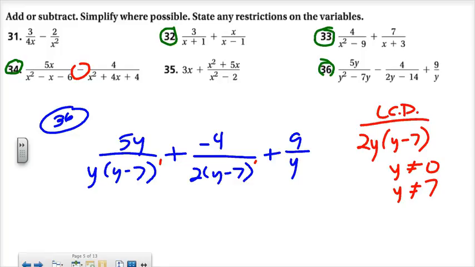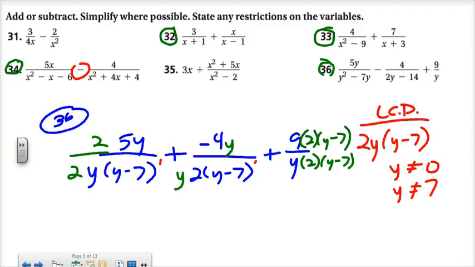That'll be our restrictions. So let's build them up. The first one has the y minus 7, but it needs a 2. Whatever you do to the bottom, you have to do to the top. Second one has the 2, and it has the y minus 7, but it needs another y. And then the last one just has the y. So that's going to need a 2 and a y minus 7. So make sure you keep track of all of that.